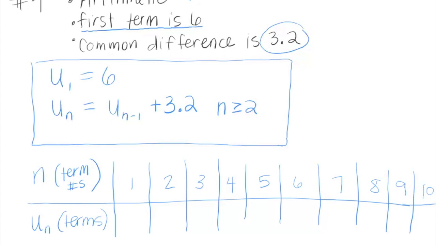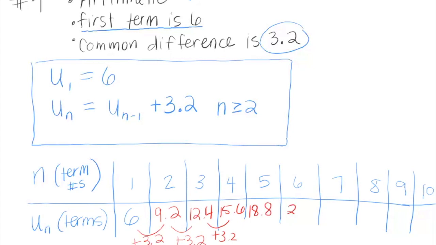And since we know that our first term is 6, I'm going to go ahead and put that as our first term. We're going to use the pattern, which is adding 3.2 to find the next term. So if I add 3.2 to 6, I'm going to get 9.2. Now I have to add 3.2 to that term. We get 12.4. We'll add again. And I'm not going to keep writing it, but I'll continue to add 3.2. I get 18.8.